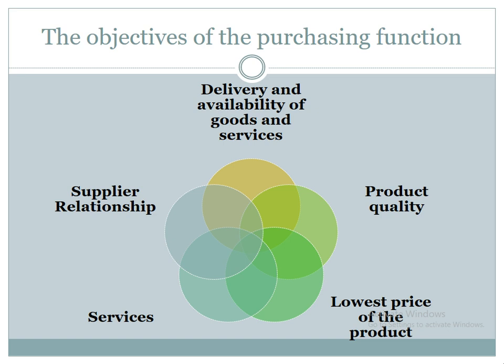Then the next objective of the purchase function is the lowest price of the product. Always the buyer likes to buy at the lowest price, consistent with the availability and quality of the product. So there is always a face off between quality and price. You want better quality, at the same time you want lower prices. So many times these things do not happen simultaneously.